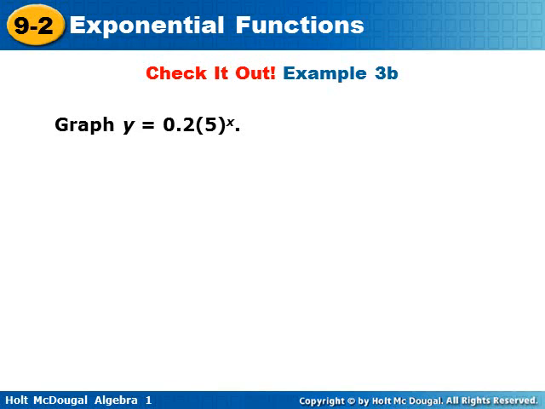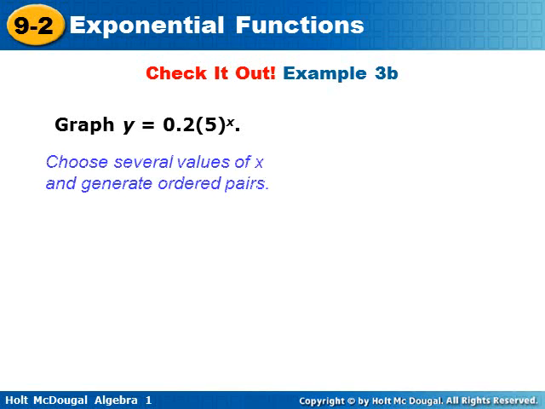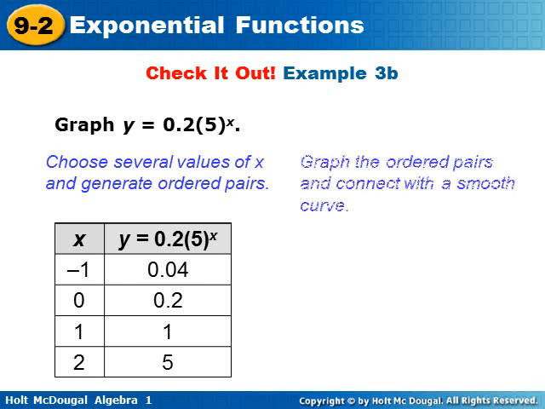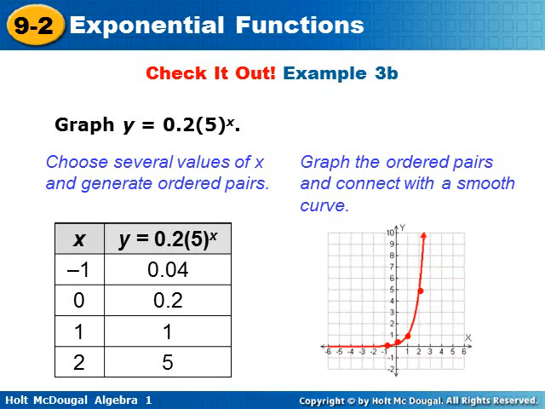Graph y equals 0.2 times 5 raised to the x power. This one's for you to try on your own, and then you can check back for your answer. So we're going to choose several values of x and generate ordered pairs. So the x values -1, 0, 1, and 2. When we plug in for x to the equation, we get 0.04, 0.2, 1, and 5. When the numbers are like that, you just have to kind of estimate where they would be on the graph. So then you plot your points and then connect them with a smooth curve.